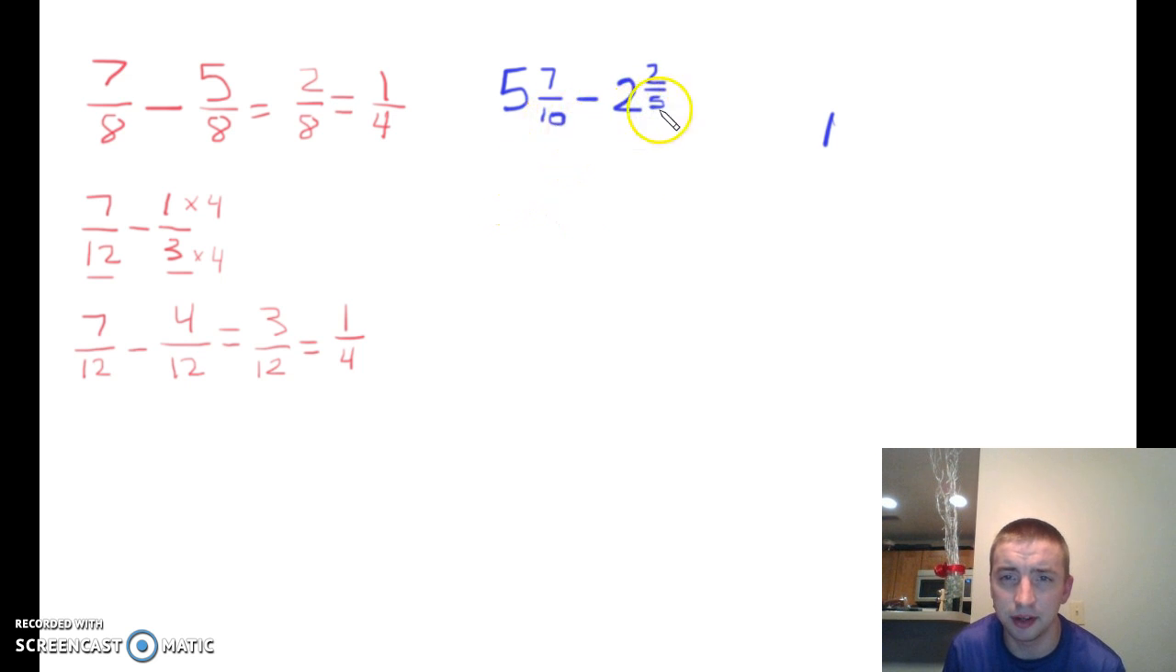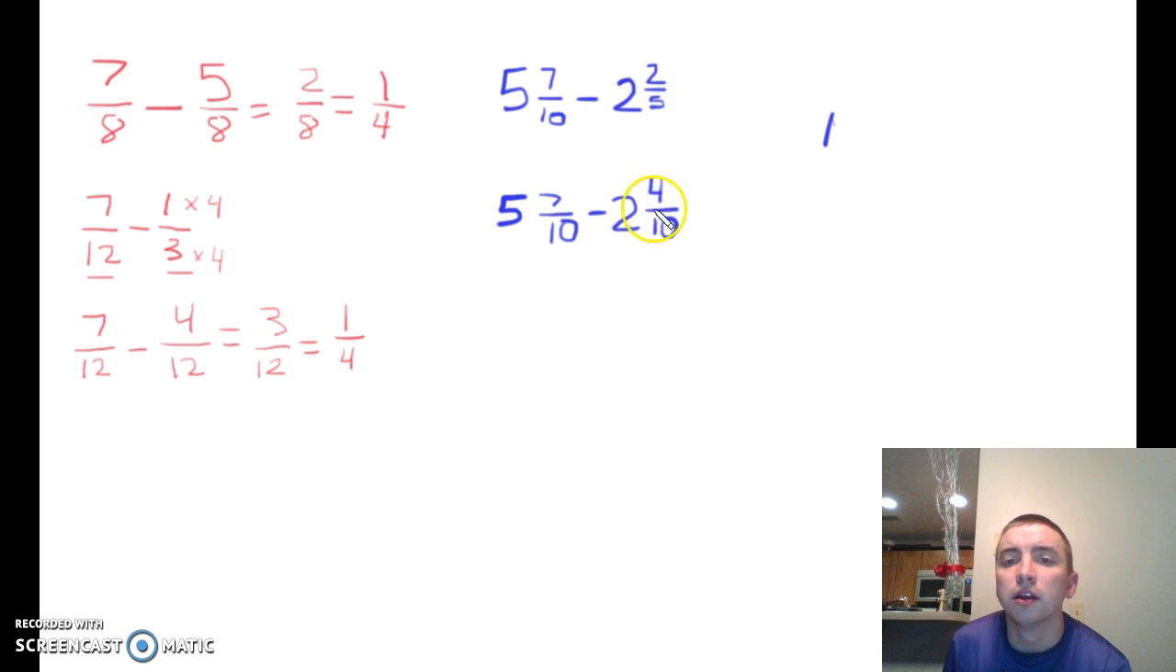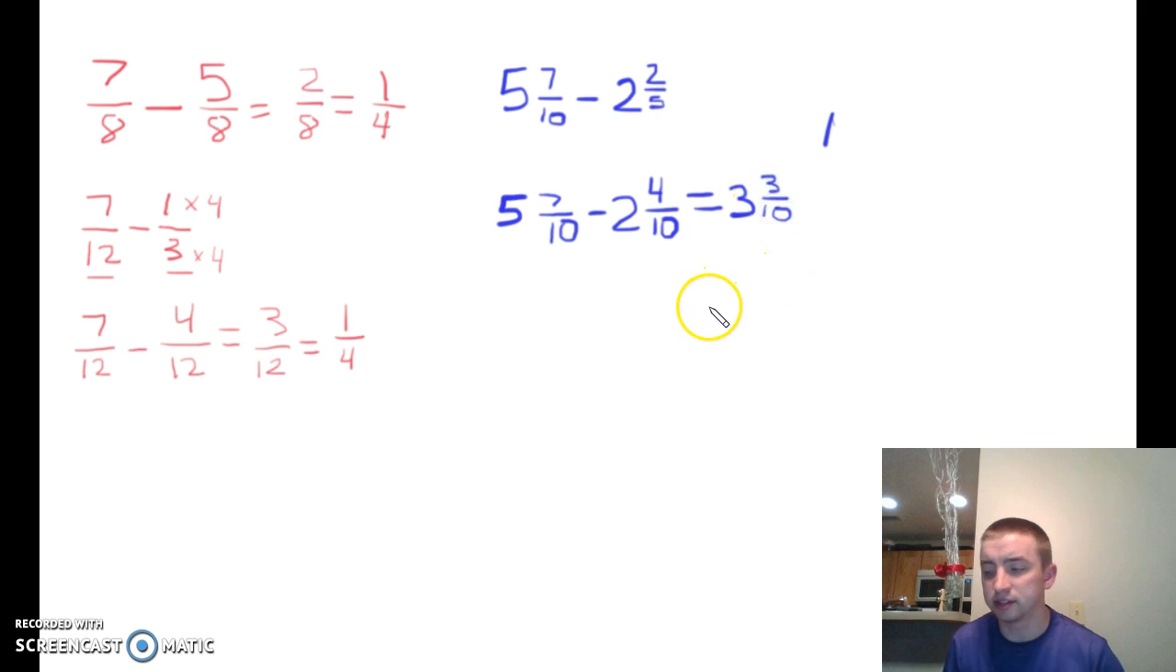Okay, so again, I'm going to find the common denominator. My least common multiple of 5 and 10 is 10. So I'm going to use 10. So my 5 and 7/10 does not change. And minus 2, I'm going to change that 5 to a 10 by multiplying it by 2. So I'm going to multiply that 2 by 2. Okay, so now I can subtract 5 minus 2 is 3, and 7 minus 4 is 3. So I have 3 3/10.